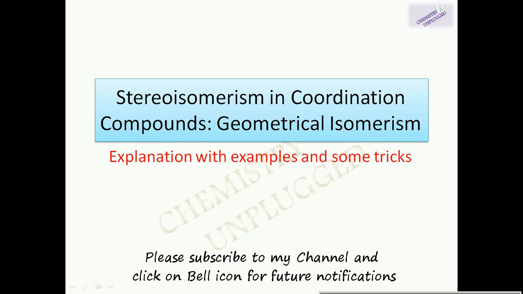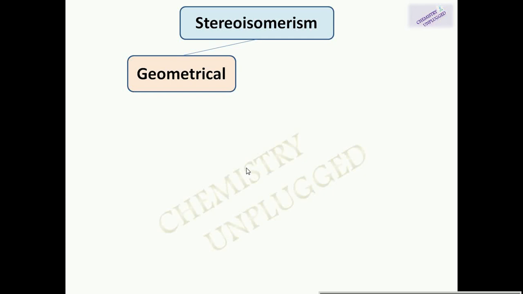Today we will learn stereoisomerism in coordination compounds. We will start with geometrical isomerism. I will explain it with examples, and I am also giving you some tricks to calculate the number of geometrical isomers. Stereoisomerism can be divided into two categories.